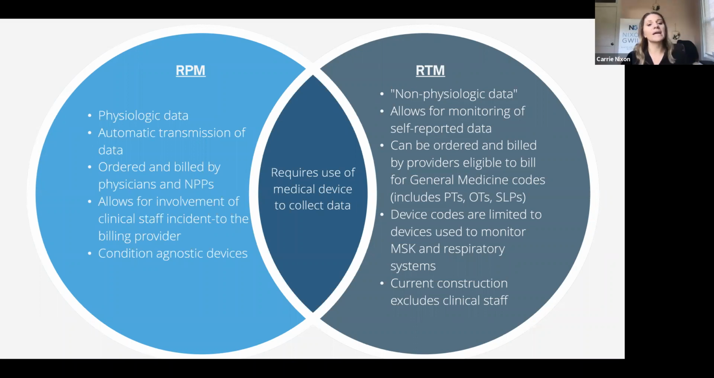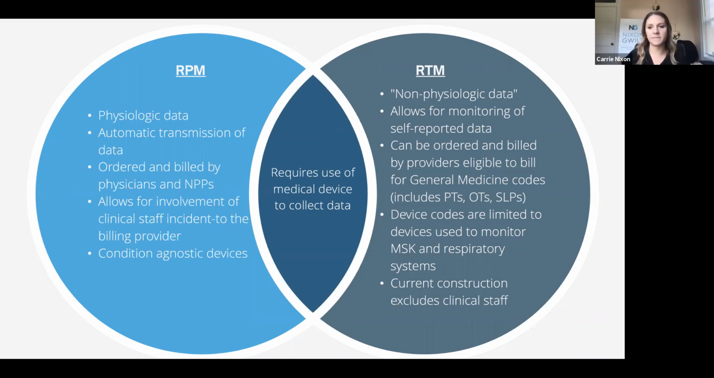Also really important, and another expansion from the existing RPM codes, is that RTM has been proposed to be able to be ordered and billed by providers that are eligible to bill general medicine codes. So where RPM can only be ordered and billed by physicians and non-physician practitioners like nurse practitioners and physician assistants, these RTM codes have been proposed to be allowed to be billed by physical therapists, occupational therapists, SLPs, and other types of providers that are eligible to bill those general medicine codes.